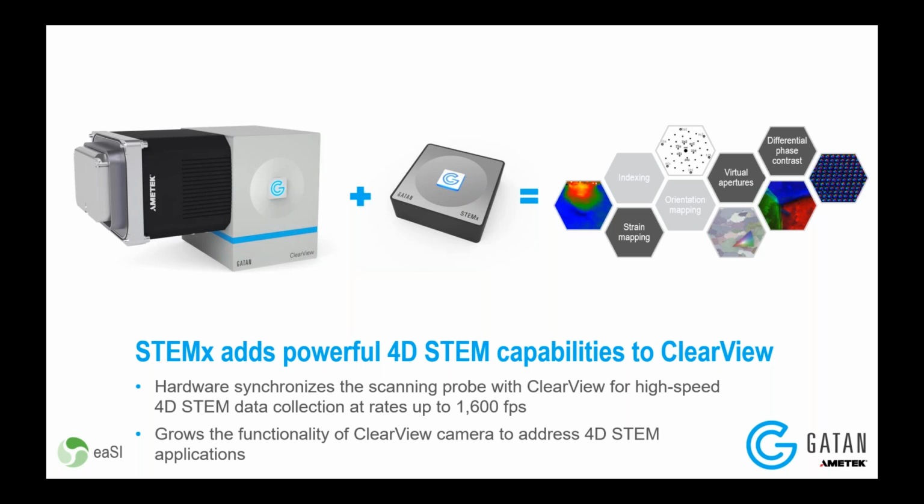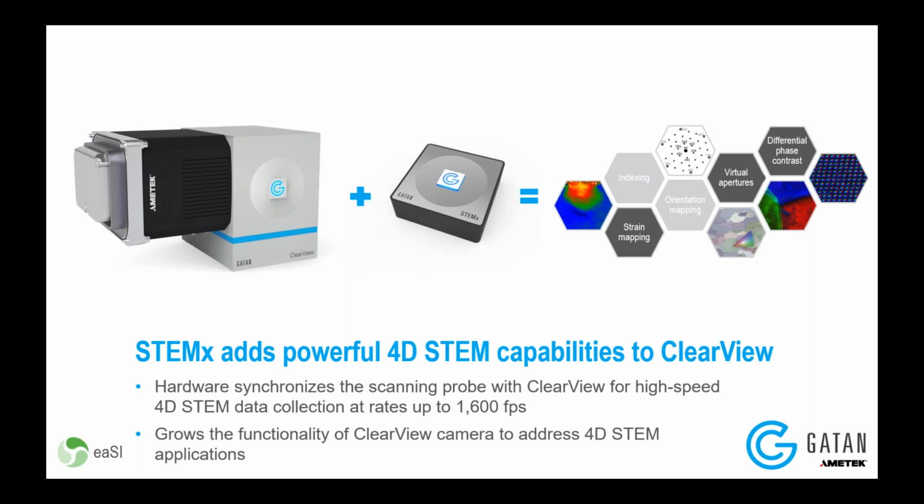Now, the last thing I want to talk about very quickly is your ability to do 4D STEM data acquisition with the ClearView camera. When you pair the ClearView camera with the StemX system from Gatan, that enables what's called hardware-synchronized data acquisition. All that really means is that you can fully leverage the maximum speed, the maximum frame rate of the camera and acquire 4D STEM data at up to 1600 frames per second at that 256 by 256 image size to do things like strain mapping, virtual aperture analysis of the material, differential phase contrast.